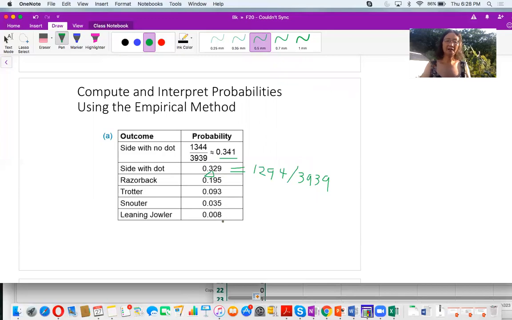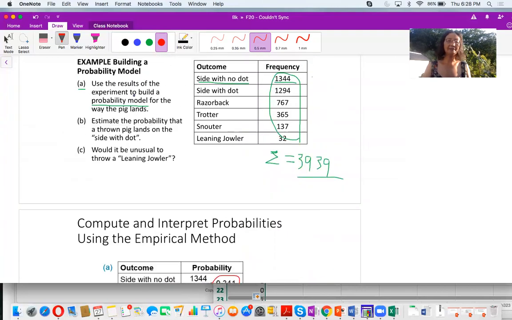And then you check each number is between 0 and 1, yes, each number is between 0 and 1. And then you add all the numbers together, do you get 1? Yes, add all these numbers together, you get 1. So this is a probability distribution model. Okay, so we finished question A, the probability model.